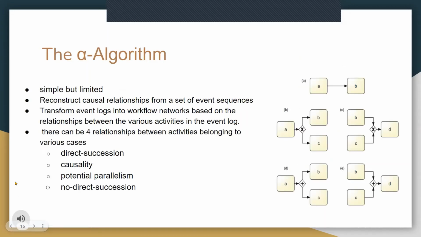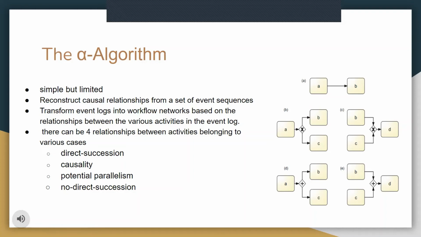Compared to the dependency graph, the alpha algorithm is also simple but limited. It's divided into two stages. The first stage is to understand the sequence of event pairs, and the second stage is to confirm the relationship through comparison. In the alpha algorithm, there are four relationships.